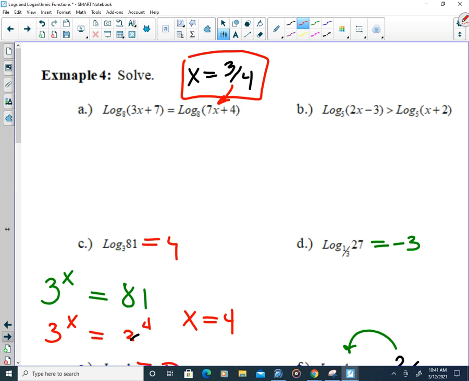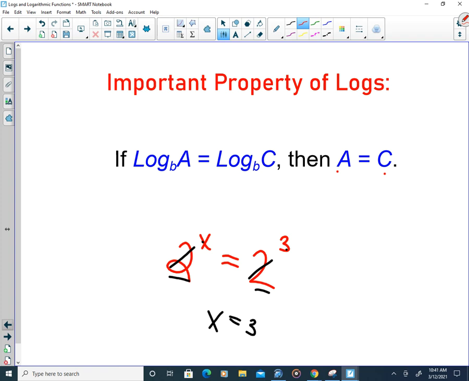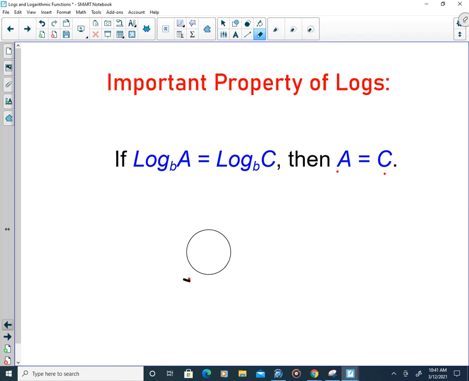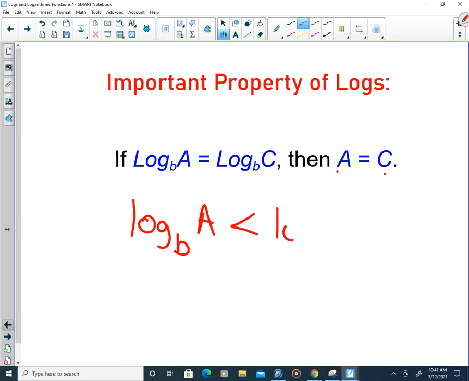All right, let's look at B. Well, this is not an equation. This is an inequality. But you can use that same property. That same property works for inequalities as well. So basically, if you have log base B of A is less than log base B of C, you can think of it as the logs canceling each other out, and you just get A is less than C.